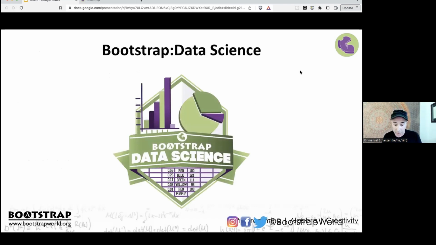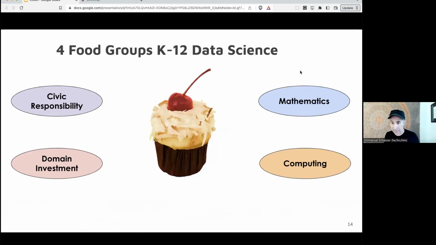The second course offering I'm here to talk about is called Bootstrap Data Science. And I'm not going to go into as much detail as I did for algebra. I'll simply say this. Data science is the latest hype cycle. Everyone is hearing a lot about it. Rah, rah, data science, it's the best thing since sliced bread. But no one's really talking about what it means.